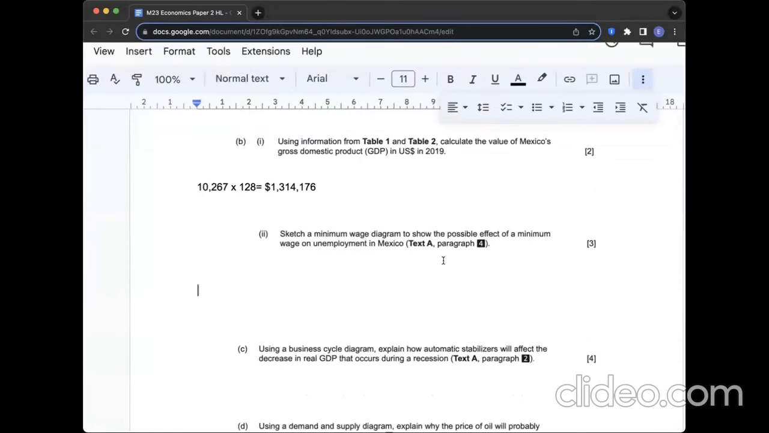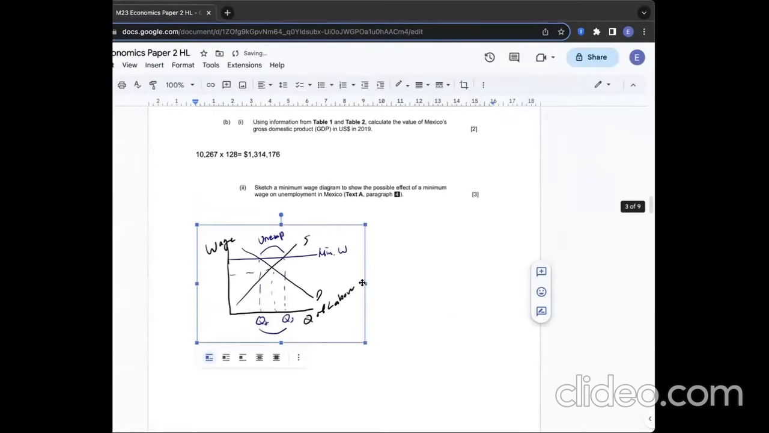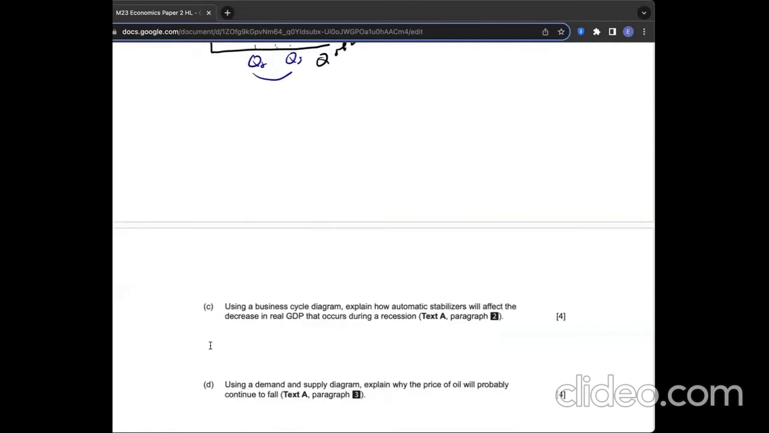Sketch a minimum wage diagram to show the possible effect of a minimum wage on unemployment in Mexico. Minimum wage refers to the legal wage level that has to be set above the equilibrium level. Therefore, it is going to be burdensome to the producers. In other words, it's going to cause unemployment. Here we have the diagram. So this is the previous wage level, but the minimum wage has been set above the equilibrium. So it is causing a surplus, which is called unemployment in the labor market.